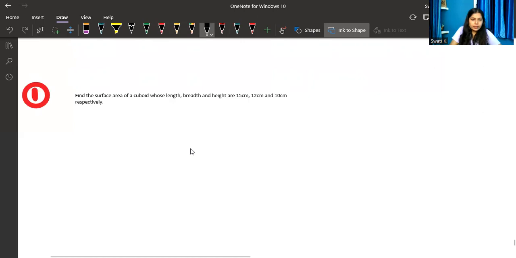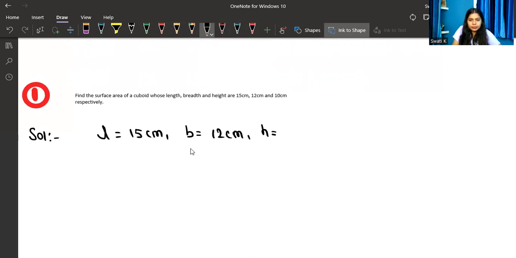Okay. So the very first thing is, it is given that length is 15 centimeter, width is 12 centimeter, and height is 10 centimeter. So these are the dimensions given. Now we have to find out the surface area.